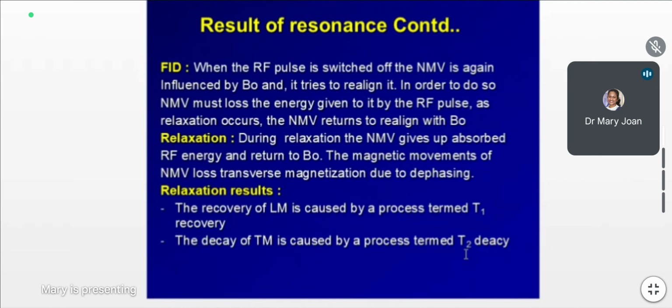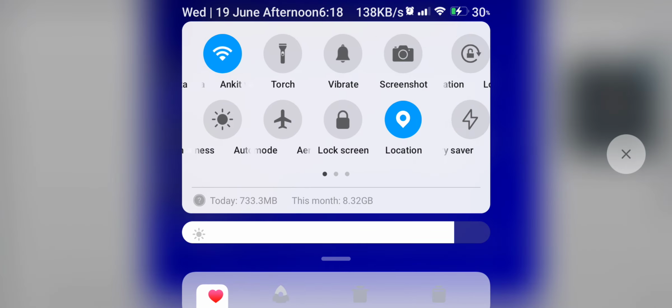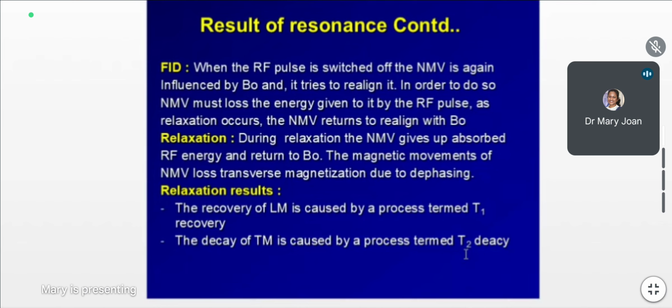When the RF pulse is applied, the magnetization gets flipped and aligned with the transverse plane. When the RF pulse is switched off, it is again influenced by B0 and it tries to realign. In order to do so, it must lose the energy given to it by the RF pulse, and as relaxation occurs, it returns to align with B0. So the recovery is caused by a process termed T1 recovery and the decay is caused by the process termed T2.